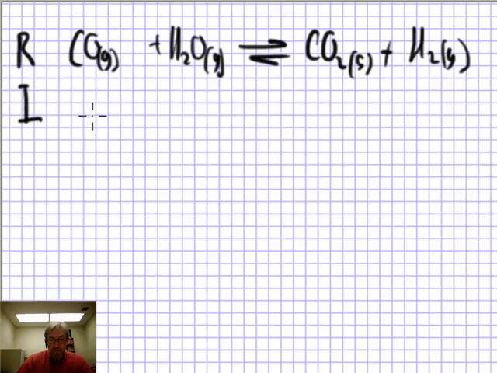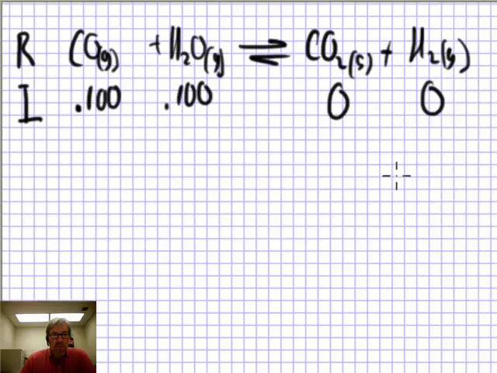Well, it says 0.1 mole of CO and 0.1 mole of H2O are put in a 1 liter vessel. So the concentration is 0.100 moles per 1 liter, or 0.100 molar for both reactant species. And there's no CO2 put in there, or no H2 that we know of, so those have to be zeros. What's the change? That's the next row in the RICE chart.